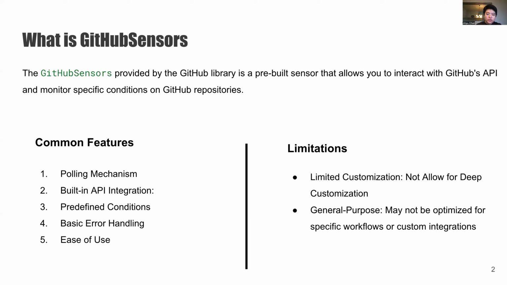Okay, and the fourth one, basic error handling. The provided sensor often includes basic error handling, such as retrying on network failure, or handling rate limits. However, this may not cover all edge cases or specific error scenarios.